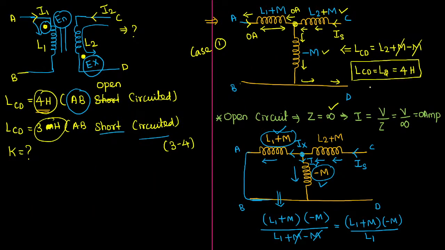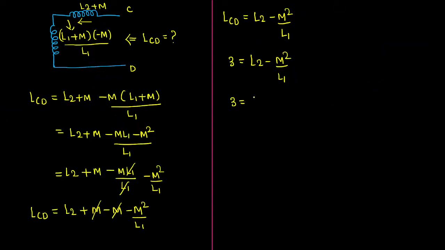One minute, where is that? Here, the value of L2 equals 4 Henry. It is already given. So let us substitute that value. So it will be 4 Henry minus M power 2 upon L1. I hope you all have understood this.